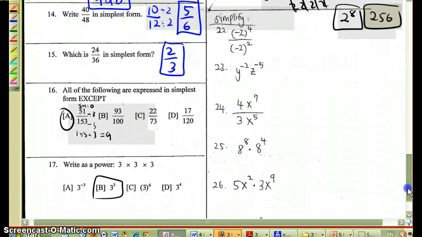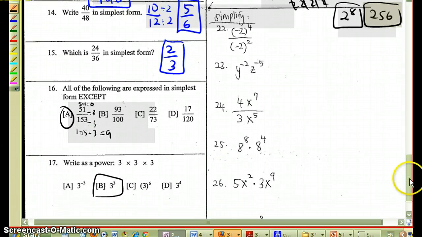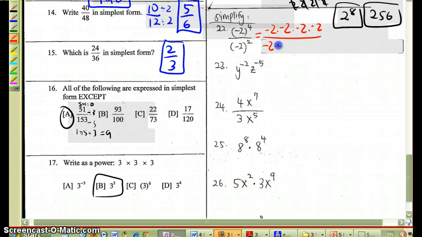Number 22 through 27 here. 22, I'm going to expand it out. So all these questions, if I can expand it out, I would do that to help simplify. So number 22, negative 2 to the 4th power means negative 2 times negative 2 times negative 2 times negative 2. And in my denominator, I have negative 2 times negative 2, 2 times. I can simplify by crossing out 2 negative 2's that are there. And if I figure out the answer to negative 2 times negative 2, that's the same as 4.